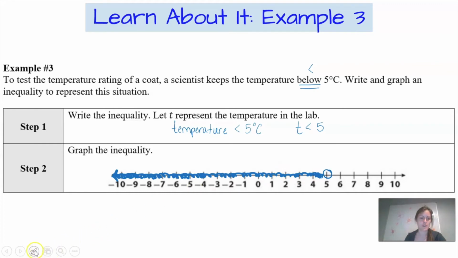So my last step here is to check to make sure that I shaded in the right direction. So I'm going to pick a number in my shaded region. I'm going to pick -1, and I'm going to rewrite my inequality statement. T is less than 5, and I'm going to replace -1 in for T. I'm just checking, so I'm going to read -1 is less than 5. Well, that's true. So that means that I have the correct inequality statement and graph.